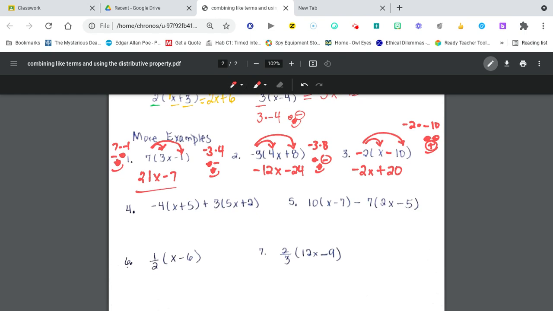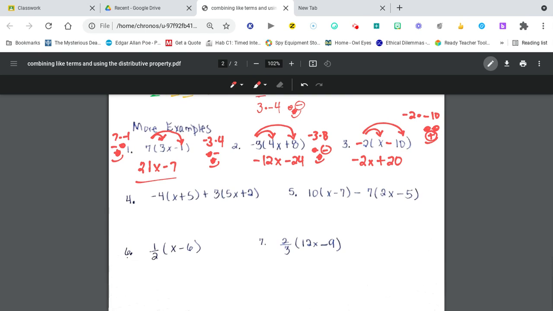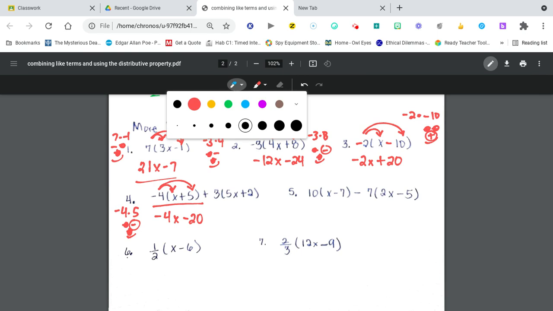Okay, now on 4, I got to use the distributive property twice. Let's just focus on this part right here. So let's do negative 4 times x is negative 4x. And then we'll do negative 4 times 5. Negative 4 times positive 5 is negative. That will give me negative 20. Okay, so I got that part out of the way.